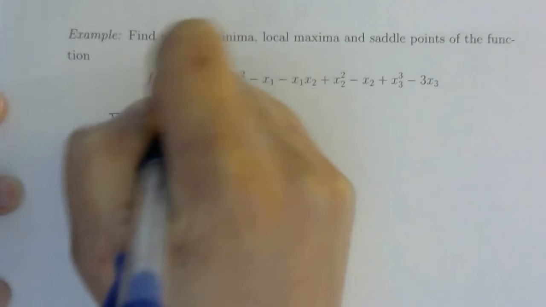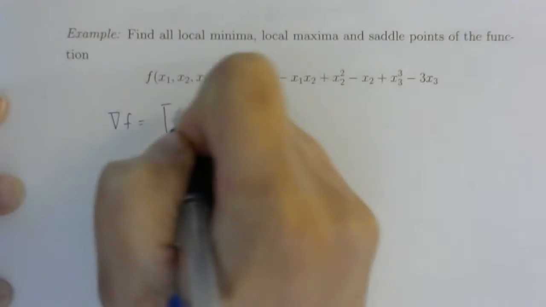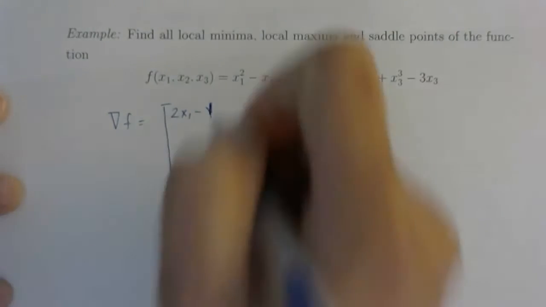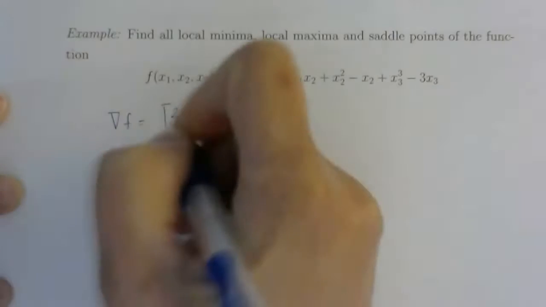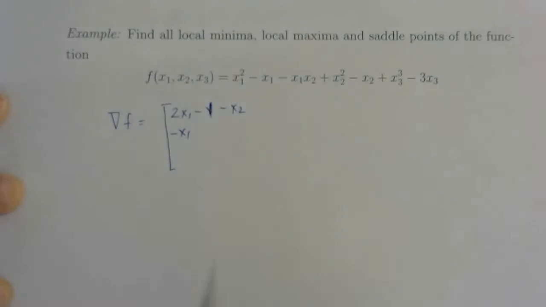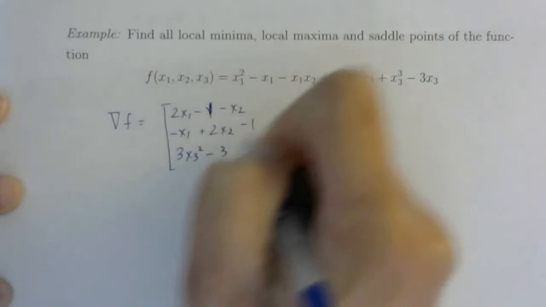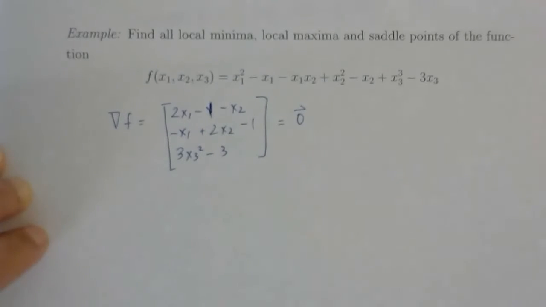So the gradient of f. The derivative with respect to x1 is 2x1 minus 1 from that term, minus x2, and that's it. With respect to x2, minus x1 plus 2x2 minus 1. And with respect to x3, 3x3 squared minus 3. Now I want to know when that is equal to the 0 vector.